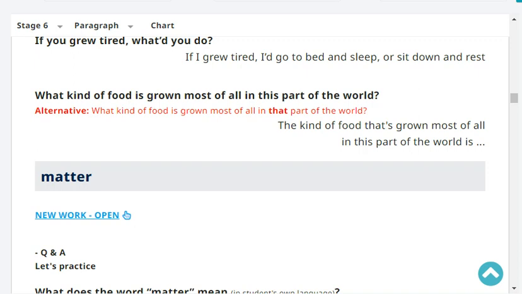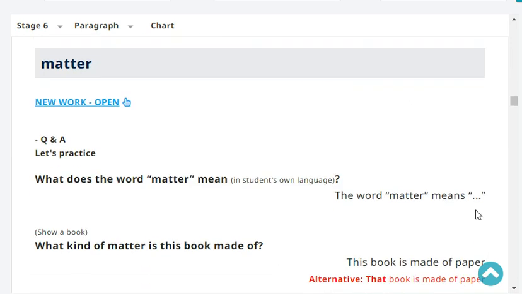What kind of food is grown most of all in your part of the world? The kind of food that's grown most of all in my part of town is rice. Very good.